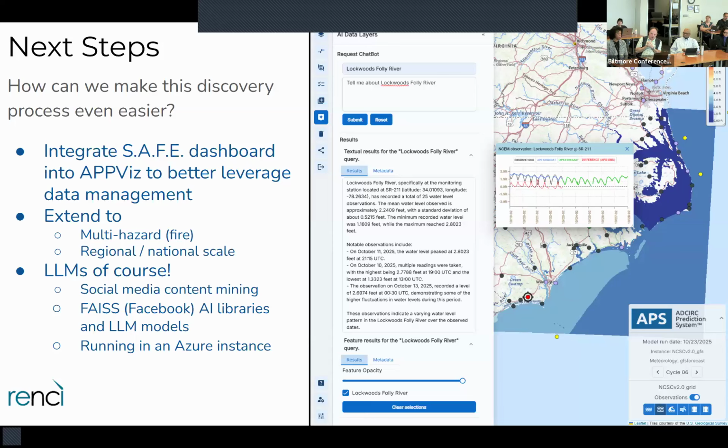The key thing I think is, we want to leverage LLMs where we can, and we're working on some of that, particularly the social media content mining aspects and how that might be pulled in with a lot of the real-time hazard data. The current chat example we see here is actually built with Facebook's AI libraries, and it's running in an Azure cloud instance. So, I think that's a pretty good step forward, and we'll see how far we can get.